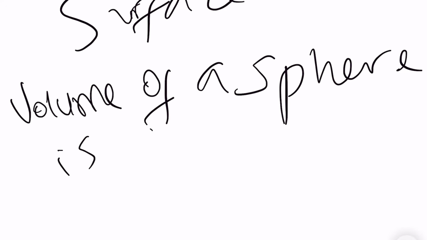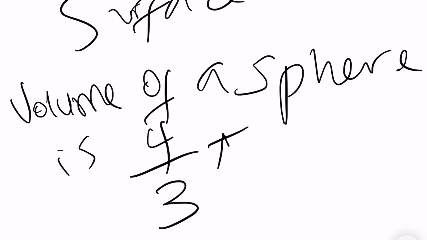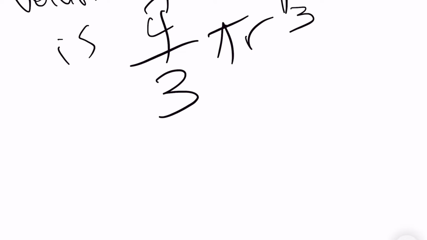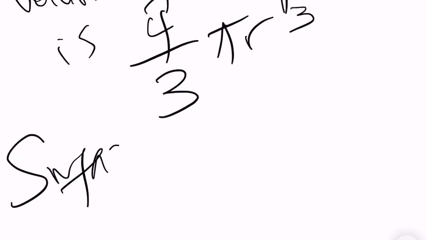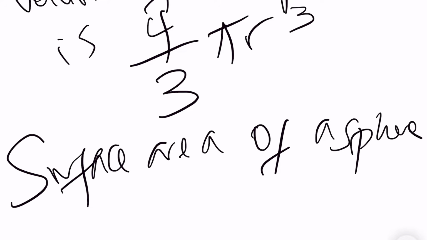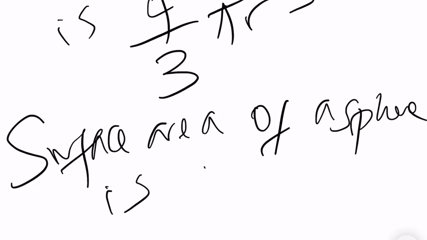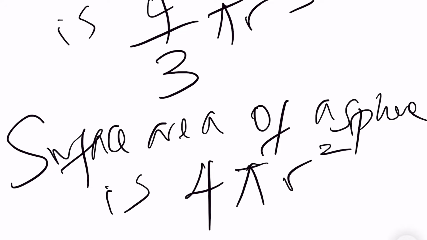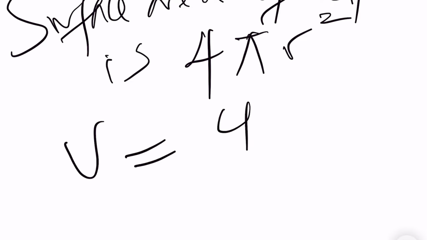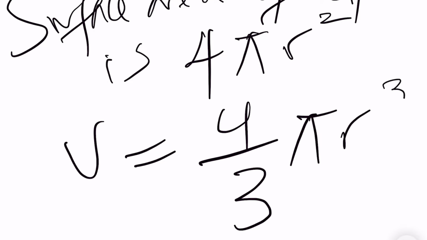Now, for a sphere, the volume of a sphere is 4/3 pi r cube, while the surface area of a sphere is 4 pi r squared. We have 4/3 pi r cube and 4 pi r squared. The first one says we have to find the radius, but we are given the volume. So we have our V to be 4/3 pi r cube.